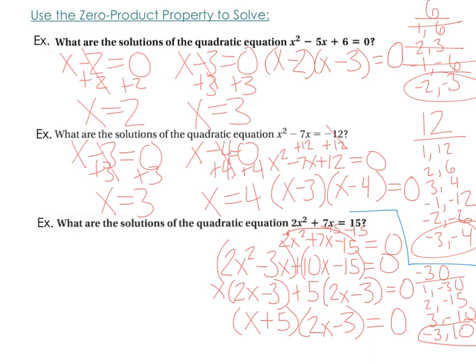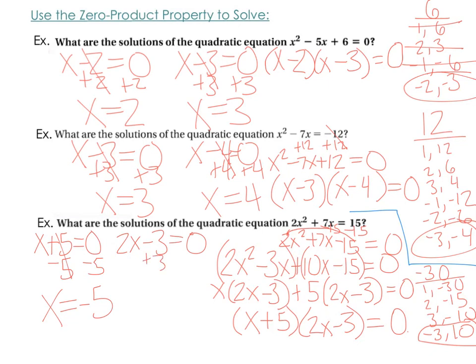So now that I've factored it, I can go ahead and set them both equal to 0. So x plus 5 equals 0, and 2x minus 3 equals 0. And I solve. So for the second one, it's actually going to be a two-step equation. And this is going to end up giving us a decimal. This is going to be x is equal to 1.5, or 3 halves.